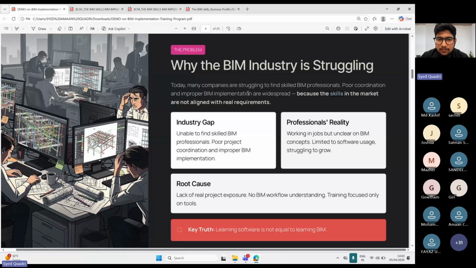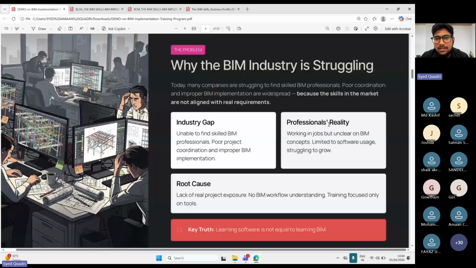It happens with everyone. If you see around yourself, most of the people are earning money with the help of their skills. Okay. So why is the BIM industry struggling? There is one industry gap: unable to find skilled BIM professionals, poor project coordination, improper BIM implementation. Many candidates will not focus on communication skills, presentation skills. That also leads to companies struggling.